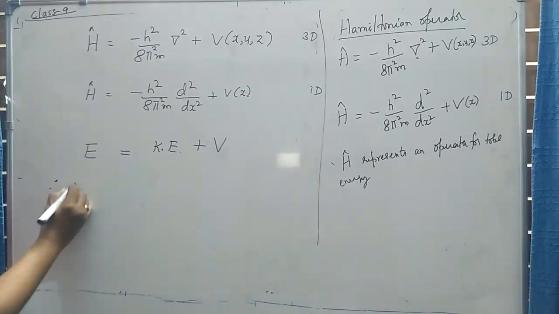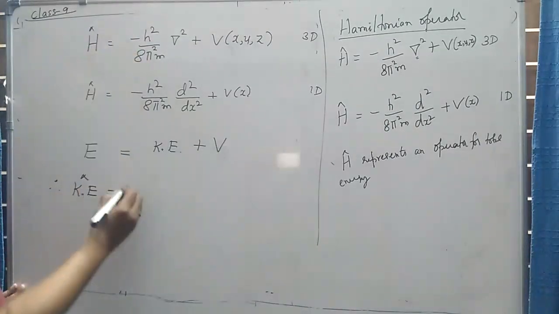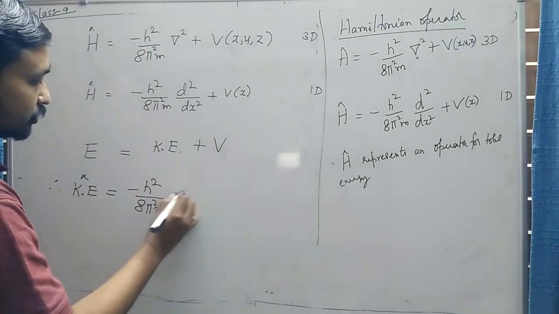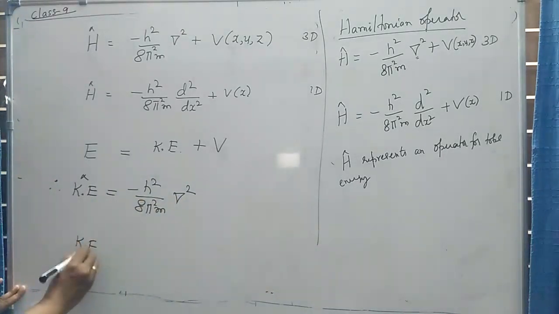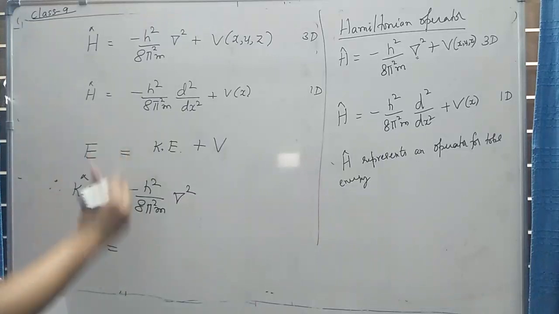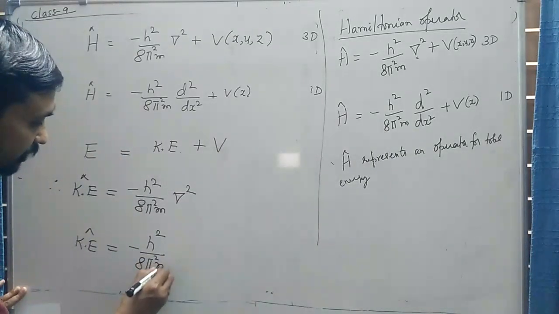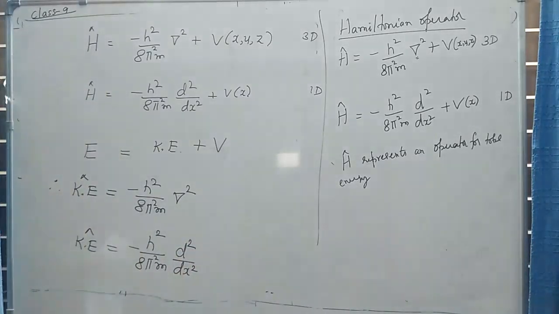Therefore the expression for the kinetic energy operator is minus h square divided by 8 pi square m into del square. This is a three-dimensional operator. If it is in one dimension, the kinetic energy operator is equal to minus h square divided by 8 pi square m into d square by dx square. So these are the expressions for an operator for calculating the kinetic energy of a particle in quantum mechanics.